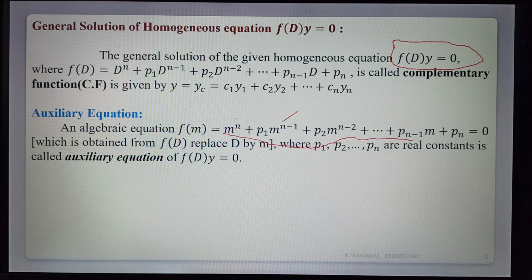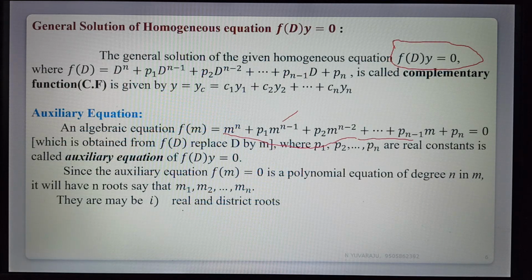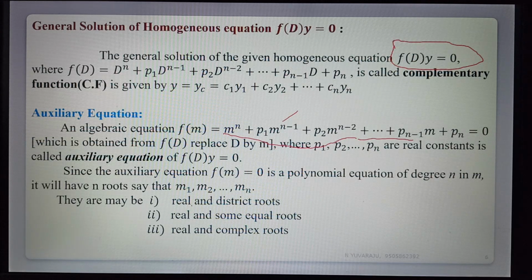Let the n roots be m1, m2, ..., mn. There are 4 types of roots, giving 4 types of solutions. The first is real and distinct roots, the second is real and some equal roots, the third is complex roots, and the fourth is irrational roots. The solution of the given homogeneous equation depends on these roots of the auxiliary equation. The formulas are given for finding the solution in the 4 cases.